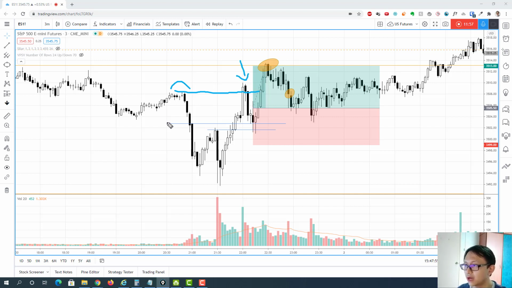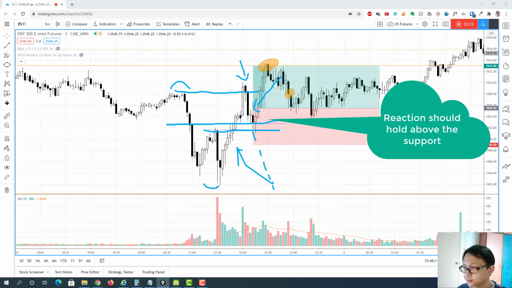So what I would like to see is how the reaction performs. And if this is a true sign of strength rally, then the subsequent reaction should not go all the way back to test the swing low here. So indeed, you can see that it kind of tested this level.